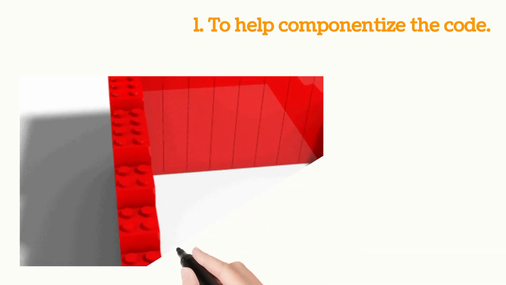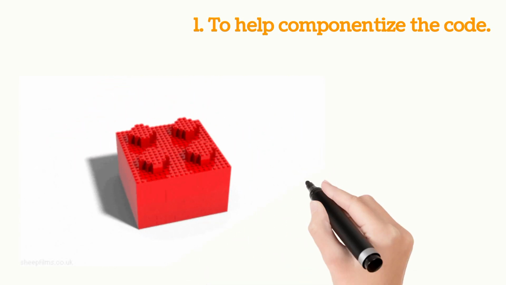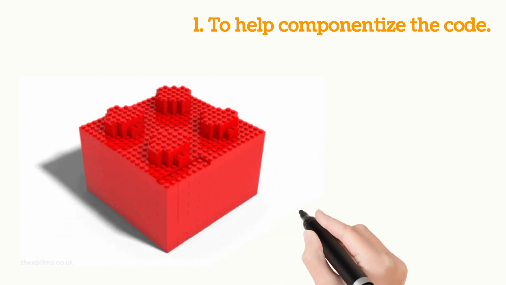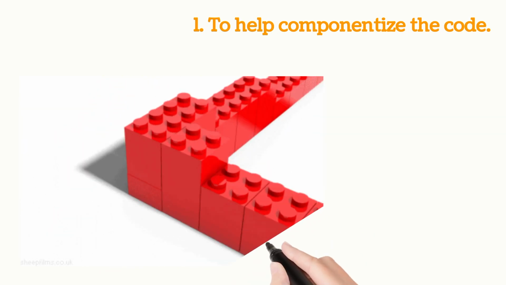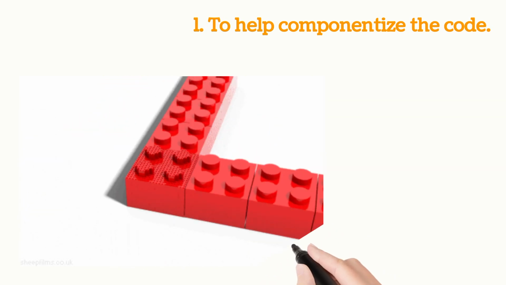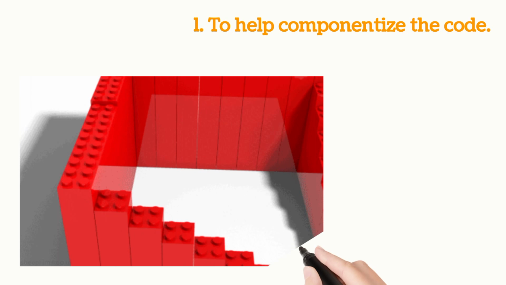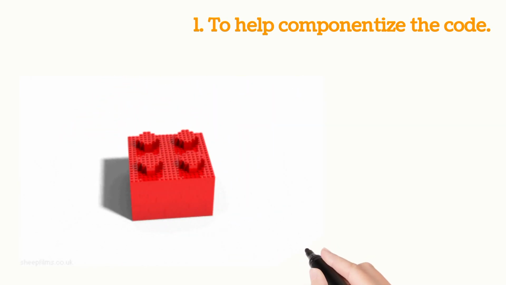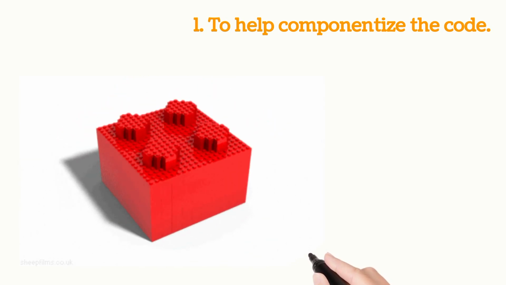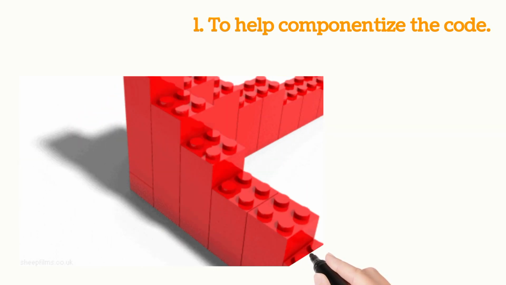For example, an overriding method cannot throw a more generic exception than the one declared by the overridden method. And the constructor of a subclass cannot throw a more specific exception than the one thrown by the constructor of the superclass. So in this way, it helps to componentize the code.